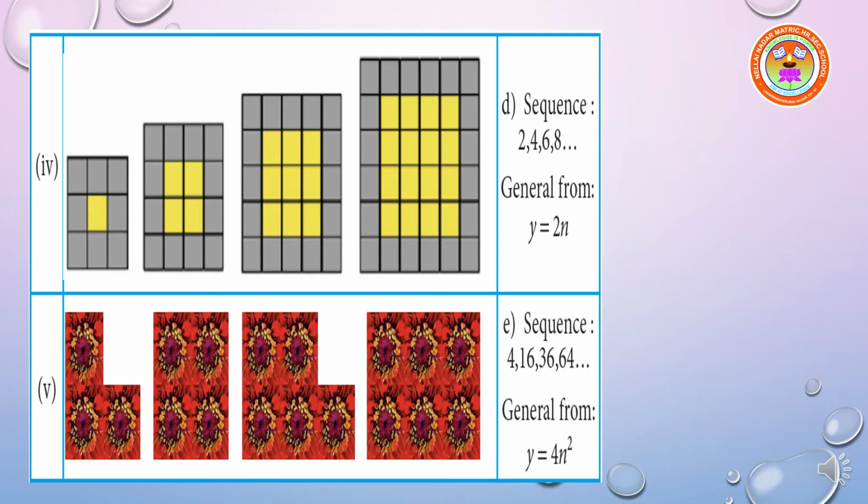Now, for this fifth one, in the first step there are 3 different shapes. Okay, 3 shapes. Now in the second step, there are 4 shapes. In the third step, there are 5 shapes. And in the fourth step, there are 6 shapes. So the sequence will be 3, 4, 5, 6. So that will be option B.